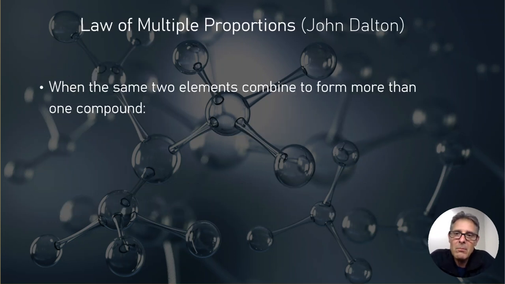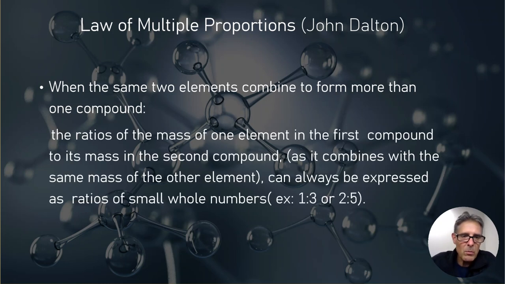All right, so now we're going to move on to the law of multiple proportions. This was proposed by John Dalton. It's similar, and has its basis in the law of definite composition. It says when the same 2 elements combine to form more than 1 compound, here's what he believed would be true: the ratios of the mass of one element in the first compound to its mass in the second compound, as it is combined with the same mass of the other element, can always be expressed as ratios of small whole numbers. Okay, so once again, we're going to be dealing with the masses of these elements, not the number.